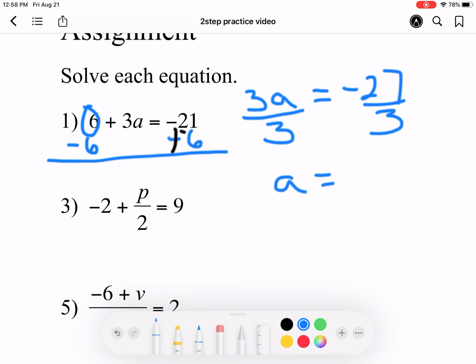A negative divided by a positive is a negative. 27 divided by 3 is 9. And that is simply how it's done. Now I can also check my work to make sure that I got it right. And I highly encourage you to do so. So you can substitute a for negative 9 and try your luck. So 3 times negative 9 is negative 27, and 6 minus 27 gives me negative 21. So I know I got my answer correct.